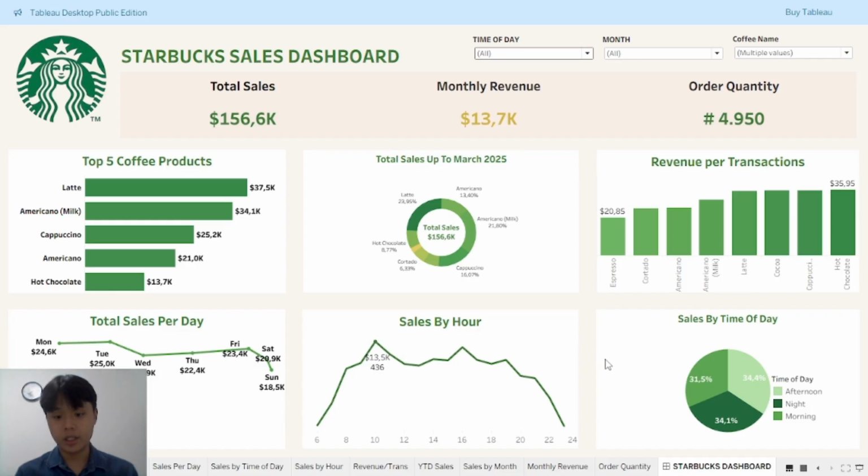And next one is the sales by hour line chart. We can see our busiest hour is 10 a.m. and then it remains relatively stable throughout the afternoon and evening, but it significantly declines after 9 p.m. Also, we can see the sales by time of the day pie chart. We can see that the morning is 49.3 thousand, which is only 31.5%, but the afternoon and the night percentage of sales is bigger than the morning.